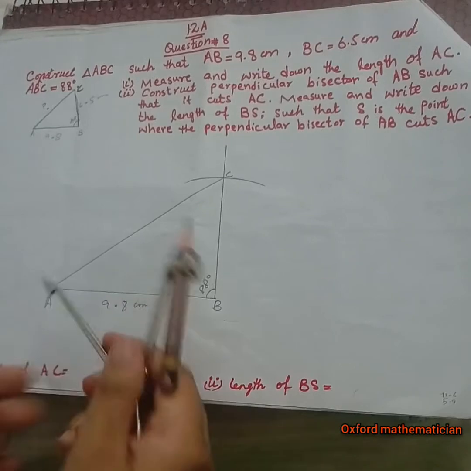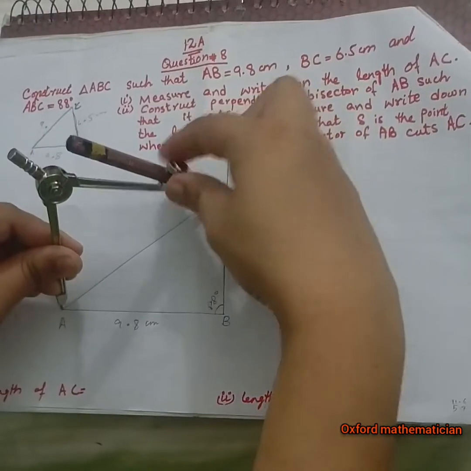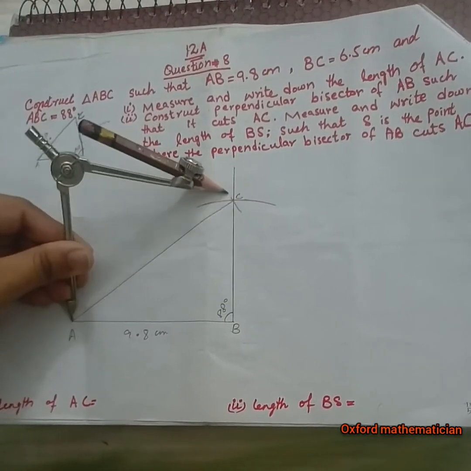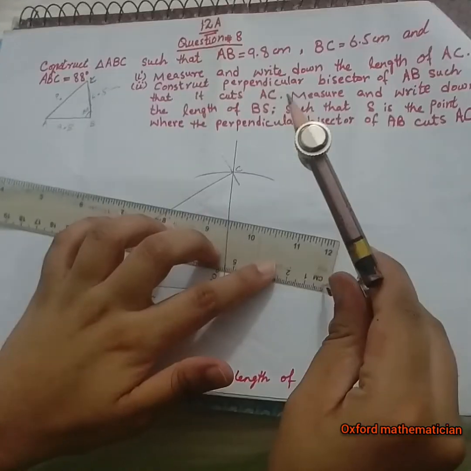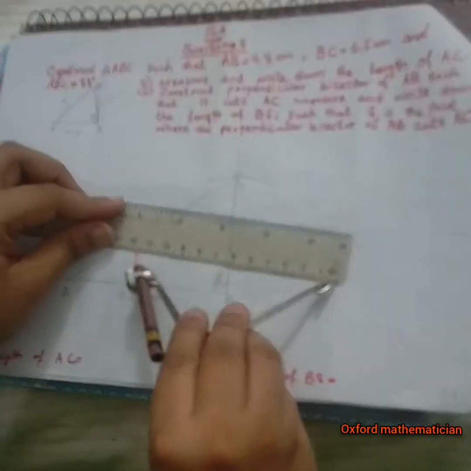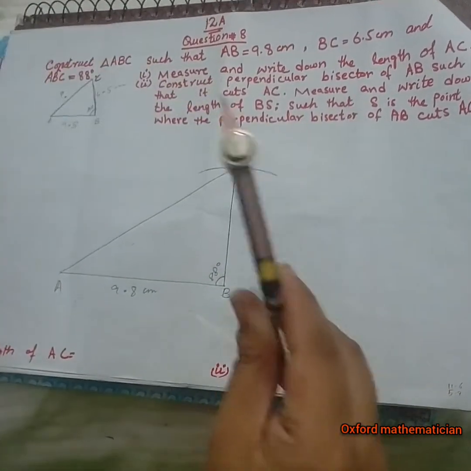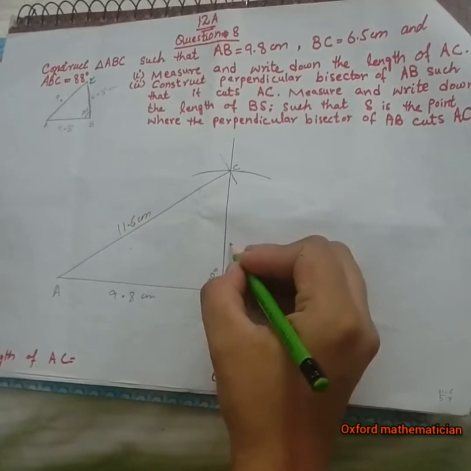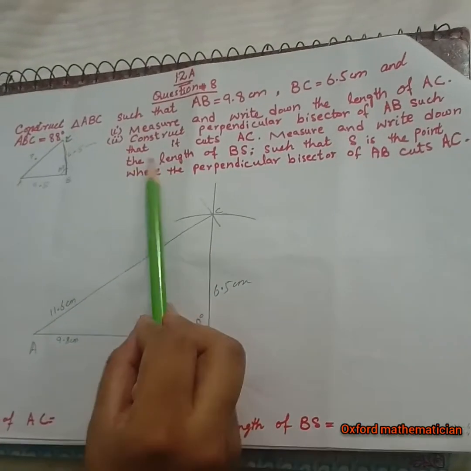We open the compass according to this line and measure it. Here is the point where we measure it. Then measure it on the scale. Here is the 0 point and here is the 11.6, 11.5 and then 11.6 centimeter. Here is the 6.5 centimeter. Now we have to solve part 2.